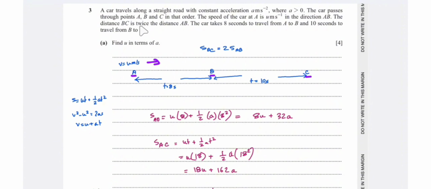The distance BC is twice the distance AB. The car takes 8 seconds to travel from A to B and 10 seconds to travel from B to C.